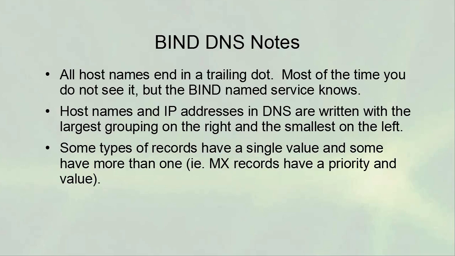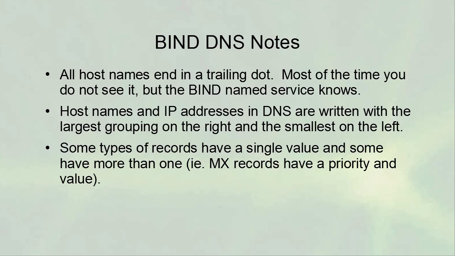So on Linux, we tend to use the BIND DNS server. Usually you'll hear about it being BIND, bind, or named. Anyway, there are a couple of things to think about. All host names end in a trailing dot. Normally when you see a host name, you don't put a trailing dot on it, but the DNS server knows it has a trailing dot and it puts it there. So you need to be aware of that, because bind treats it like it should be there.